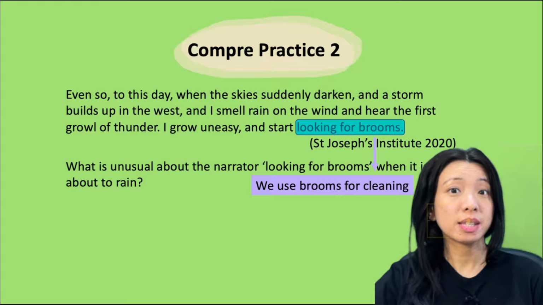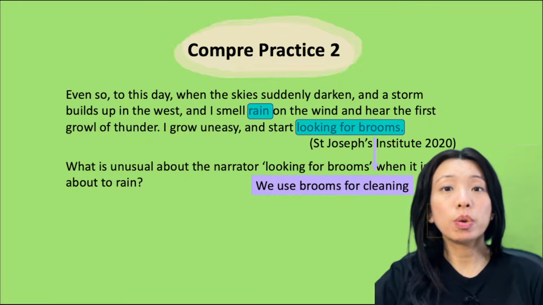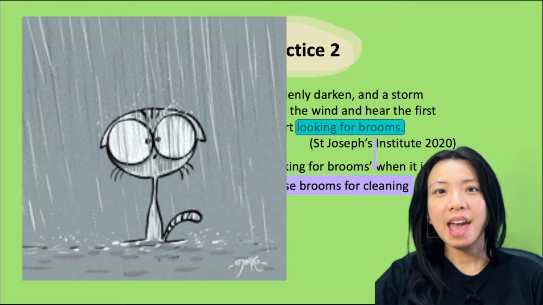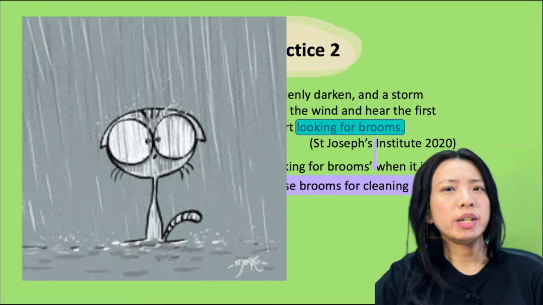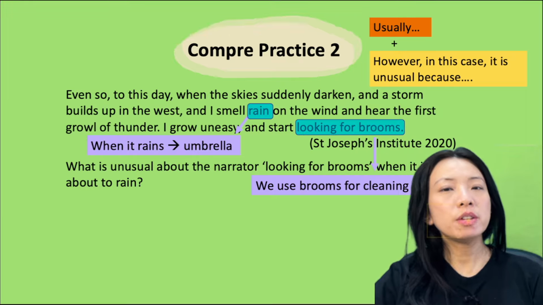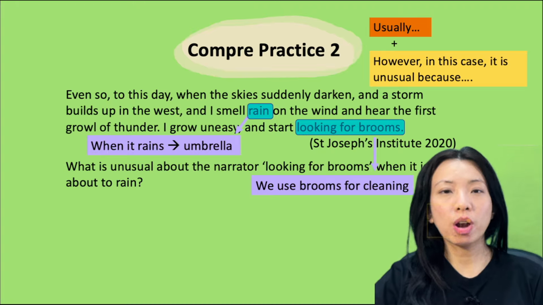Notice in this paragraph, they focus on the weather. So basically, the context of the story is that it's going to rain. And what do we normally look for when it rains? We normally look for an umbrella. Okay, so using all this information that we have gathered, let's try to craft our answer.